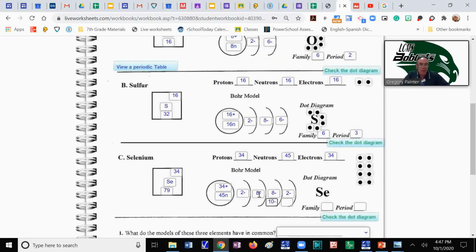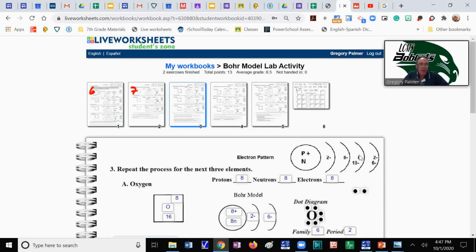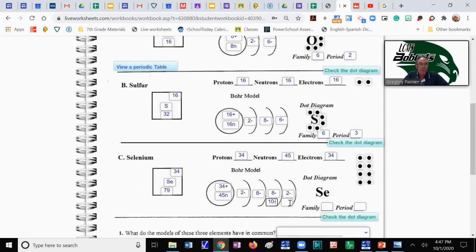So we have 2 plus 8 is 10. Plus 8 plus 2 is 10 more, that's 20. This is 30. We're trying to get to 34. After this 10, we go to this 6. Look, it has a bucket that can hold up to 6. We only need 4 more.